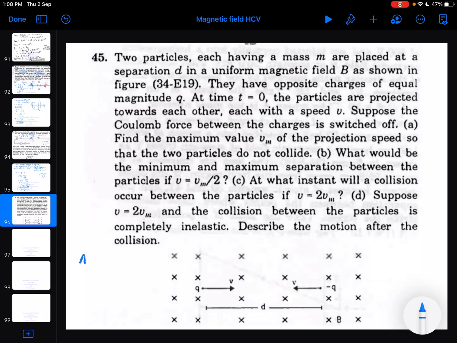Start with the 45th example. And what is said here?